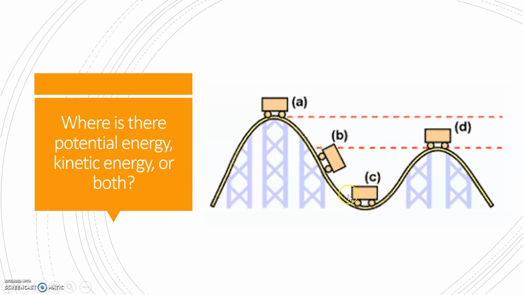Looking at C, it doesn't have much potential energy just because there's nowhere for it to go but up. So it has a lot of kinetic but little potential. And then looking at D, it has both potential and kinetic because it's still going to be moving at a velocity, but it also has potential to gain more velocity as well.